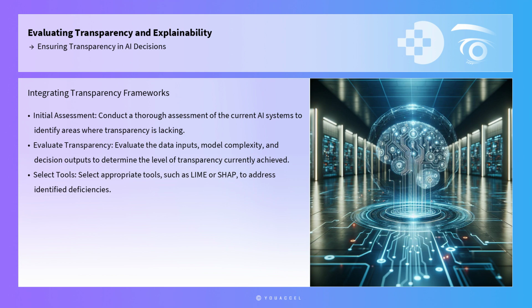Implementing these frameworks and tools requires a step-by-step approach to ensure effective integration into existing AI systems. The initial step involves conducting a thorough assessment of the current AI systems to identify areas where transparency is lacking. This involves evaluating the data inputs, model complexity, and decision outputs to determine the level of transparency currently achieved. Once gaps are identified, professionals can select appropriate tools, such as LIME or SHAP, to address these deficiencies.